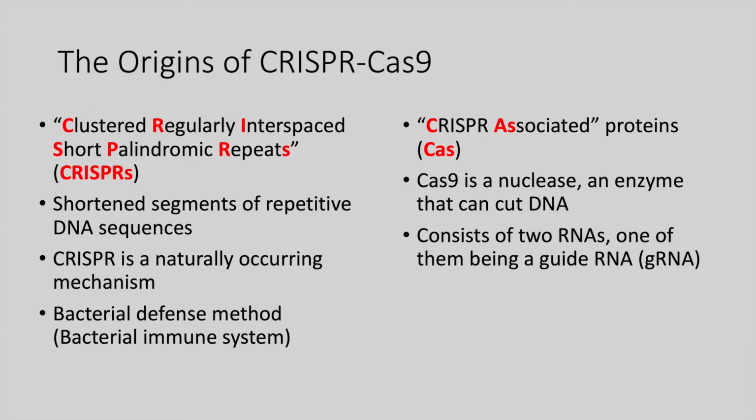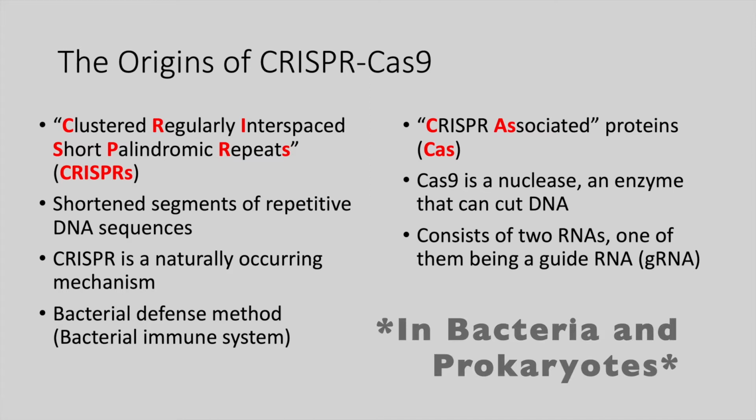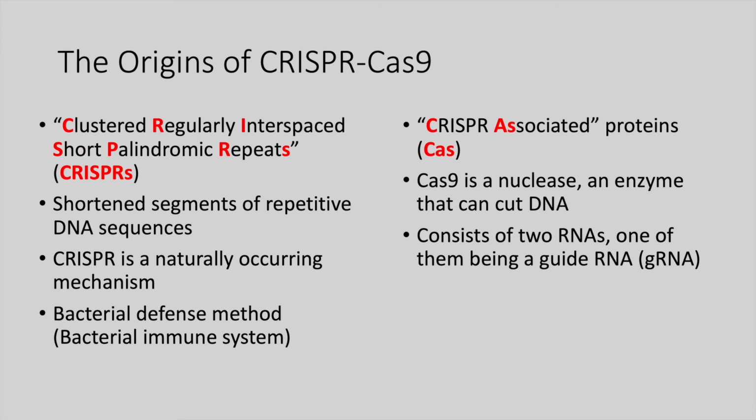So I'll be talking about the origins of CRISPR-Cas9. The name CRISPR-Cas9 can actually be dissected into two different parts. I'll be going over the CRISPR part first. CRISPR is an acronym for Clustered Regularly Interspaced Short Palindromic Repeats. What CRISPR basically is, is a group of shortened segments of repetitive DNA sequences. And CRISPR is actually a naturally occurring mechanism in bacteria, meaning that bacteria use this mechanism as a defense method against viral infections. So the CRISPR mechanism originates from the bacterial immune system.